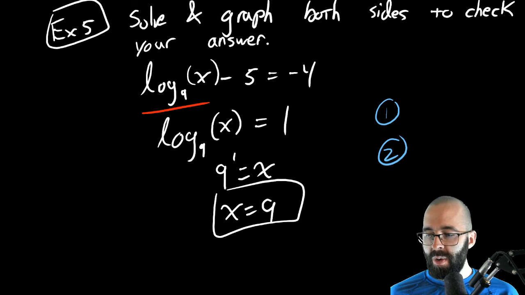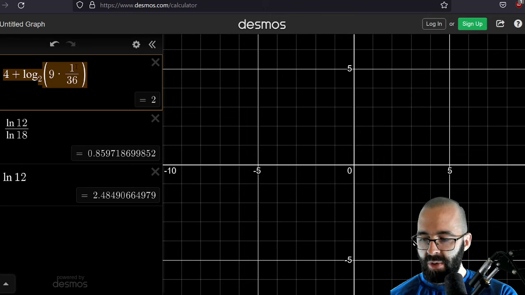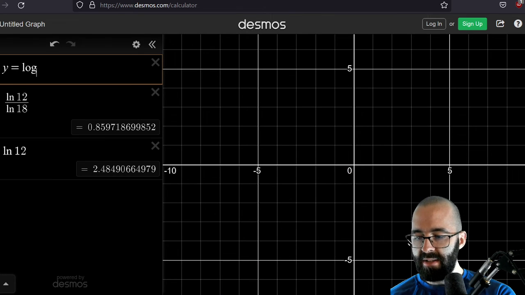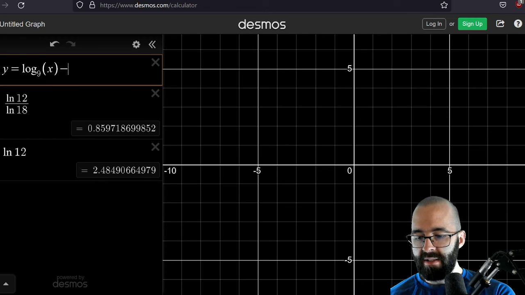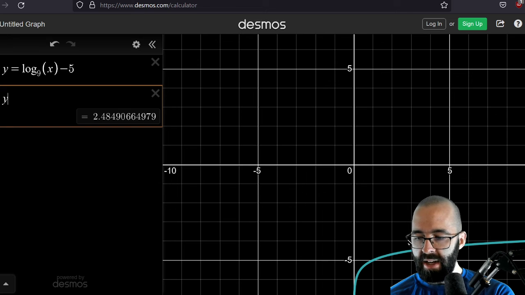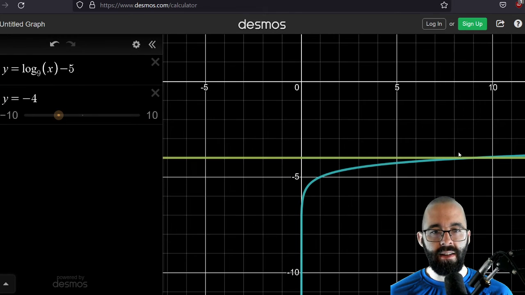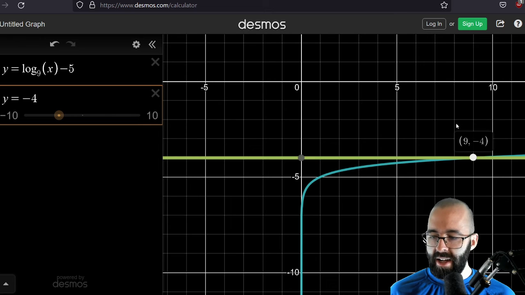Let's graph both sides of the equation like the problem asked us to. On the left side of this equation, we have y equals log base 9 of x minus 5. And on the other side, we have y equals negative 4. Where do these intersect? When x is equal to 9.